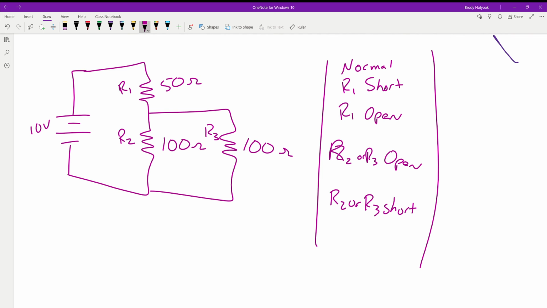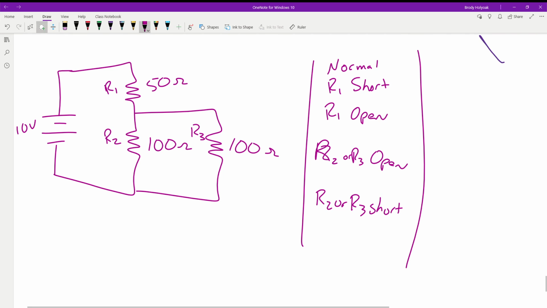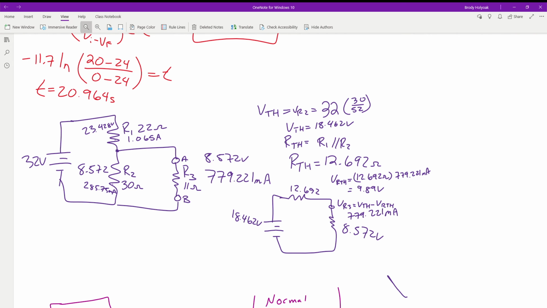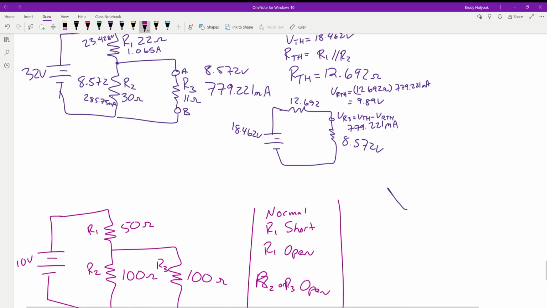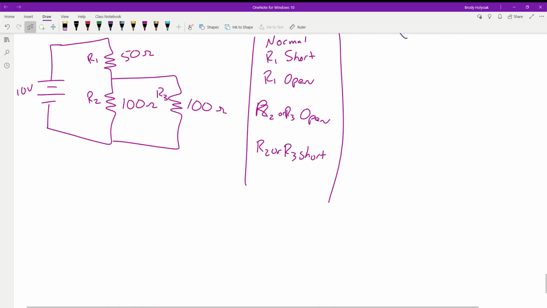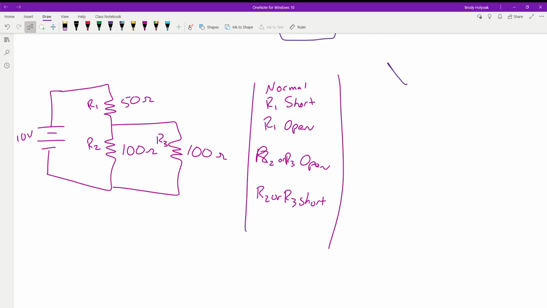So the first thing you should do when you're troubleshooting a circuit is figure out what is my normal mode. Okay? So the different measurements that we could have, let's look at currents. So let's go with I total, IR1, IR2, and IR3. So in our normal operation, what would our total current be? 100 milliamps.